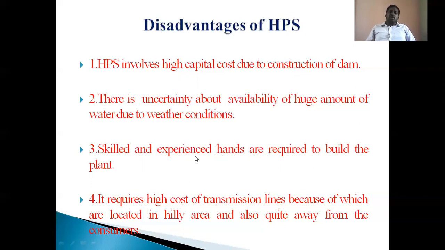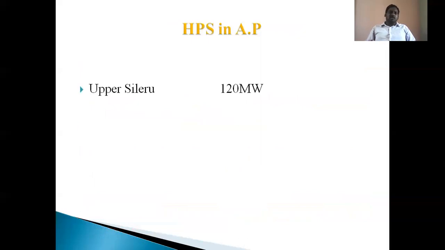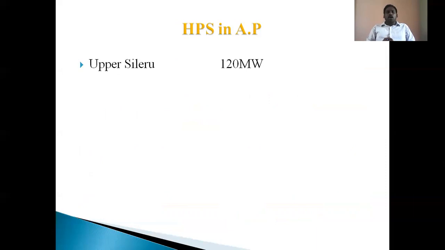And these are some of the advantages and disadvantages of hydroelectric power stations. And coming to the geographical nature of hydroelectric power stations, in our AP, we have the Upper Sileru hydroelectric power station, which has 120 megawatts of existing power generation.